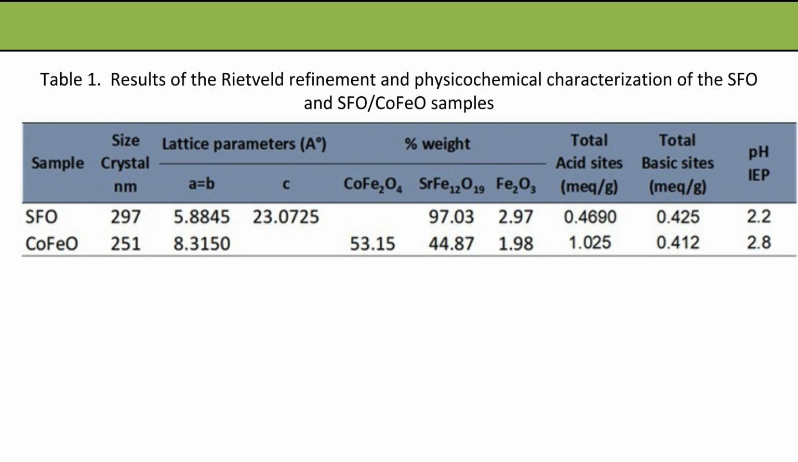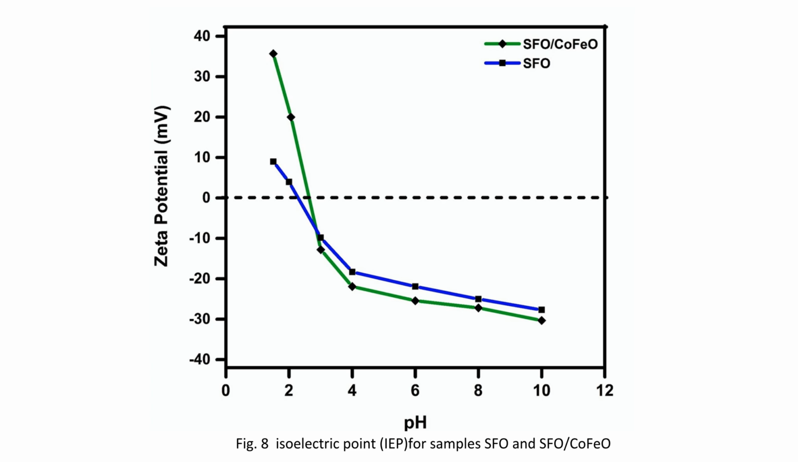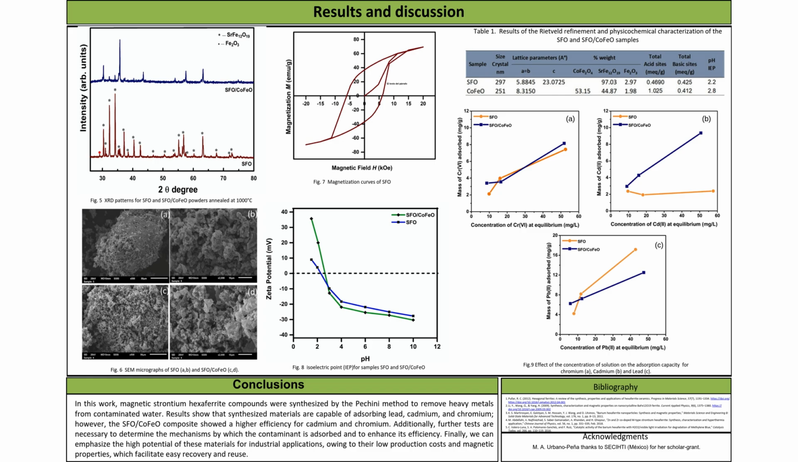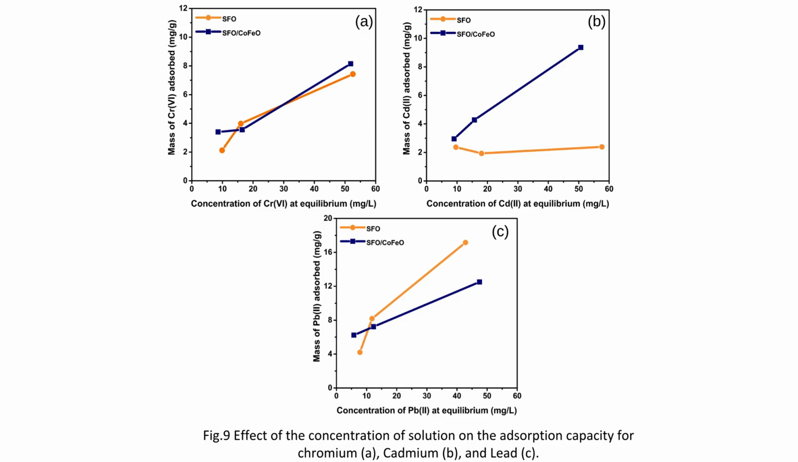For the hexaferrite sample with cobalt ferrite, the total acidic sites were 1.025 milliequivalents per gram, while the total basic sites were 0.412 milliequivalents per gram. The isoelectric point was found at a pH of 2.8. In Figure 8, the zeta potential data for both samples can be seen. For both samples with a pH above 3, the surface charge of the material is negative. Finally, in Figure 9, we observe the adsorption capacity of both samples for chromium, cadmium, and lead.